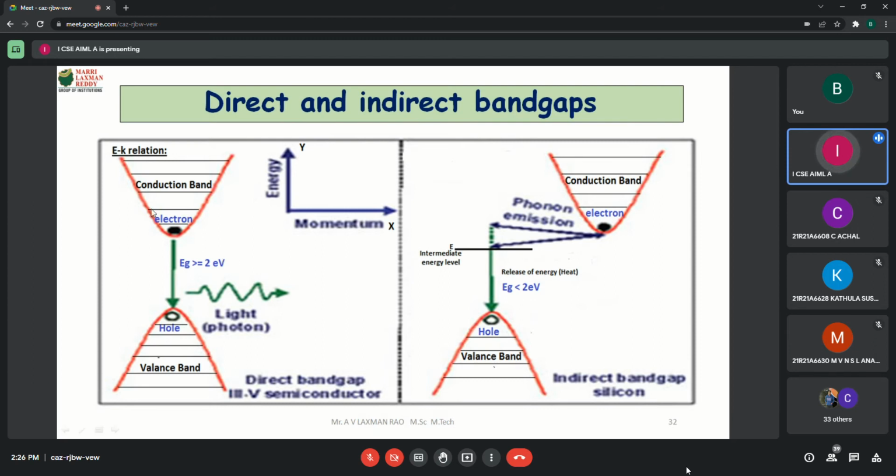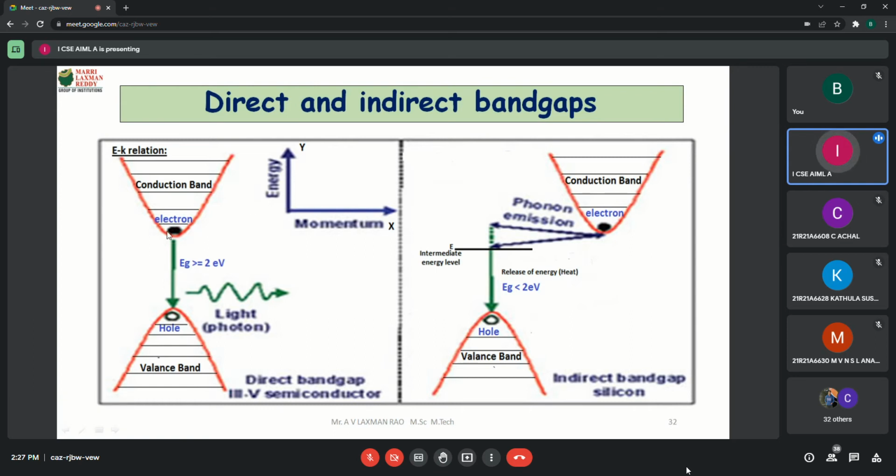Okay. So here I am taking the E-k relation, the E-k graph, with energy on the y-axis and momentum values on the x-axis. Momentum is related to the electron and the hole, both of which in general vibrate with some frequency. That is what we call momentum. It is the motion of the charged particles that gives the momentum value.